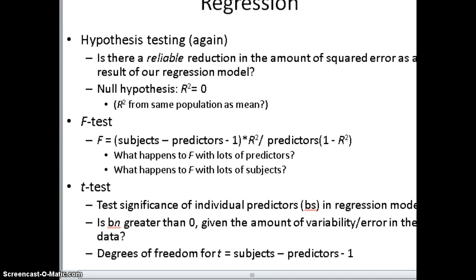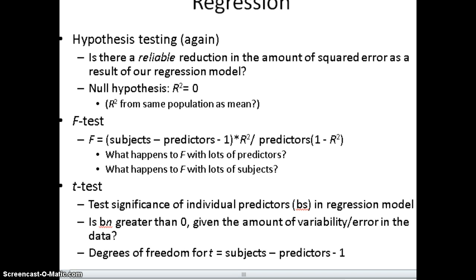Now, we can use a t-test to test if individual predictors or individual regression coefficients are significant. We use the t-test to test if individual regression coefficients, the b's, are significant. Similar to what we learned before, we're using the t-test to tell us if the regression coefficient is greater than 0, given what we know about the variability of the data and our sample size. And I show you how you compute the degrees of freedom for your t.